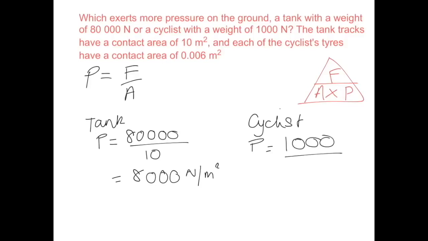Now don't make a mistake here. The area is two lots of 0.006. The reason being that the cyclist has two tyres. So I'm going to do 0.06 times 2, which equals 0.12, so it's 1,000 divided by 0.012. And I'm going to use the calculator here.